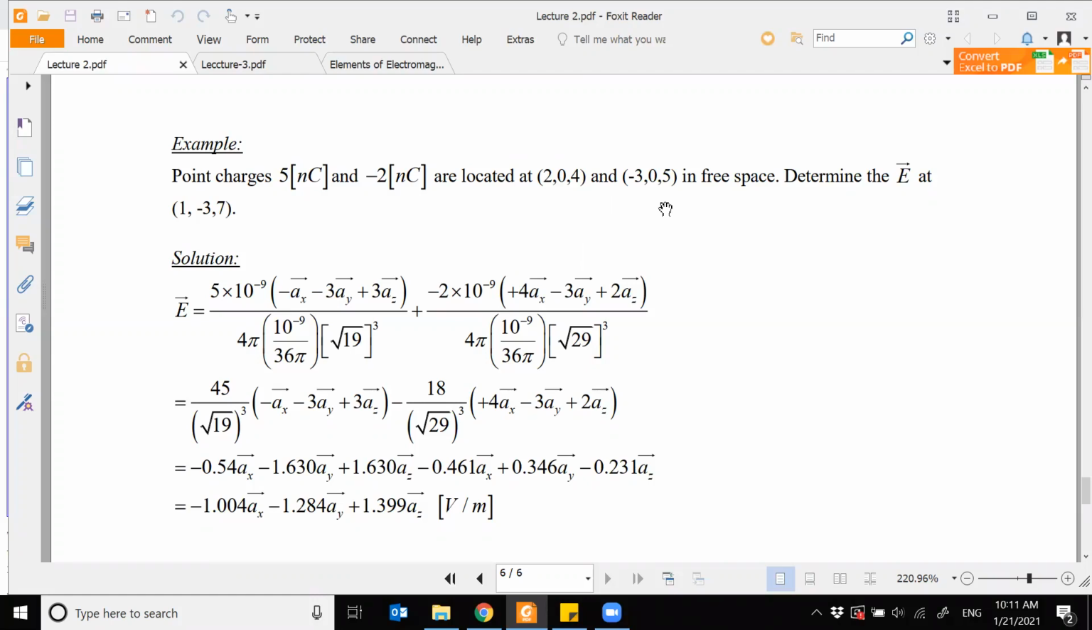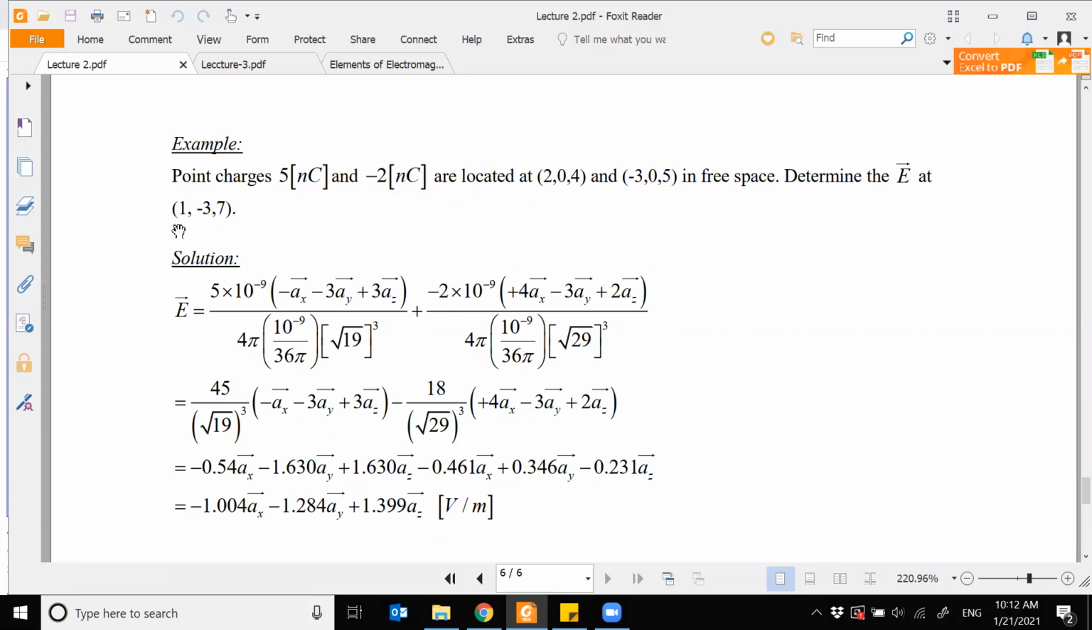So now it is in rectangular coordinates, Cartesian coordinates. And now we need to determine the total electric field, or the resultant electric field, at this point, which is (1, -3, 7). So how are you going to do it? You need to first find the electric field exerted by this charge at this point and the electric field exerted by this charge at this point.